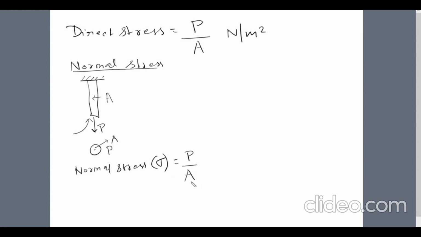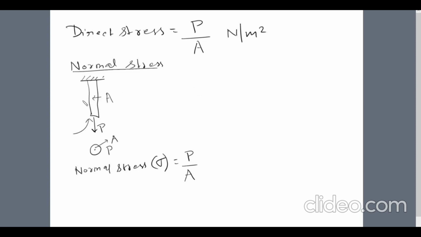Now please note A is always the area on which the force is acting. So here in case of normal stress, this P is acting actually normally on this surface A, on this cross-sectional surface area A. So the normal stress sigma is P divided by the area on which it is acting normally, and that is A. Now there can be other examples of normal stress as well.